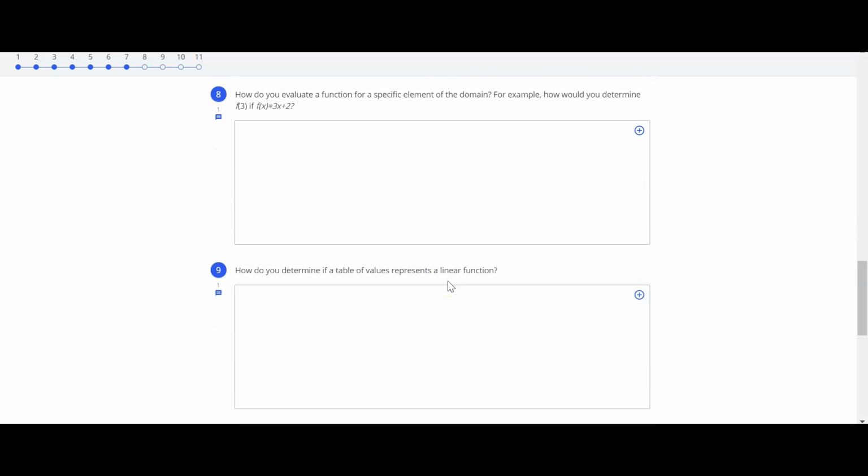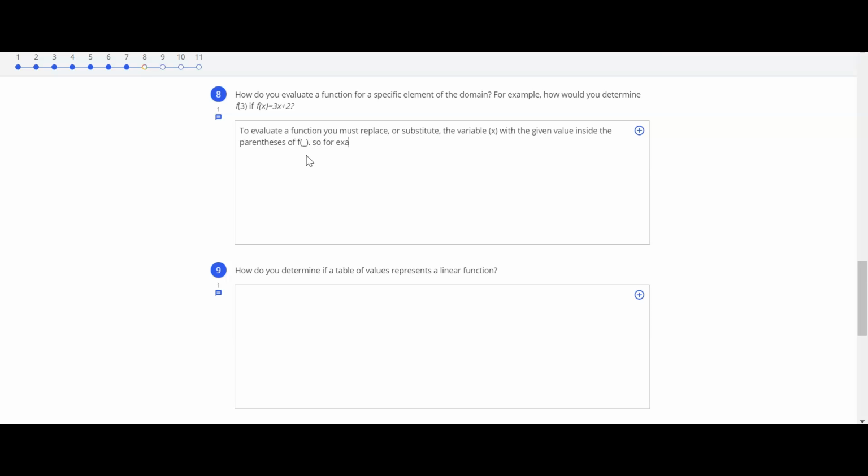All right. How do you evaluate a function for a specific element of a domain? For example, how would you determine that? Okay. So to evaluate a function, you must replace or substitute the variable, in this case it's going to be x, with the given value inside the parentheses of f.